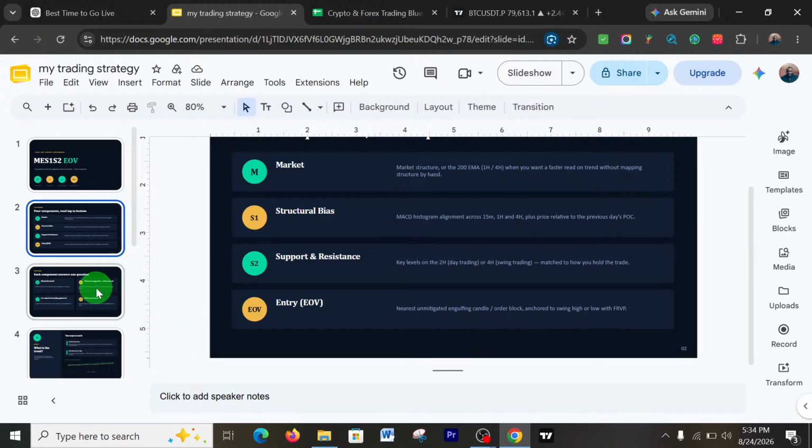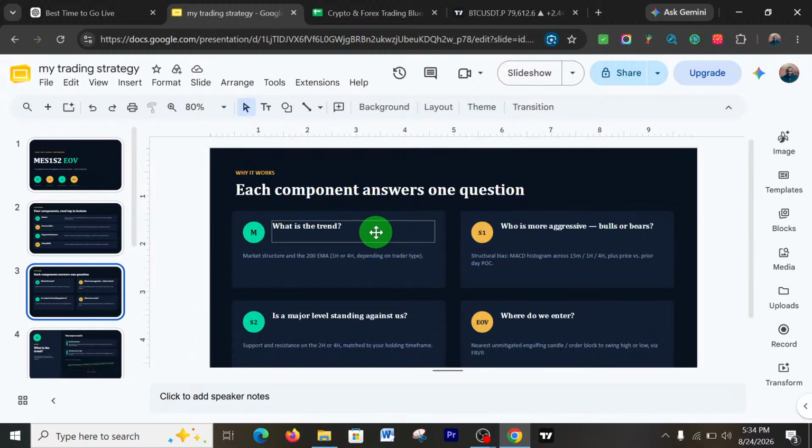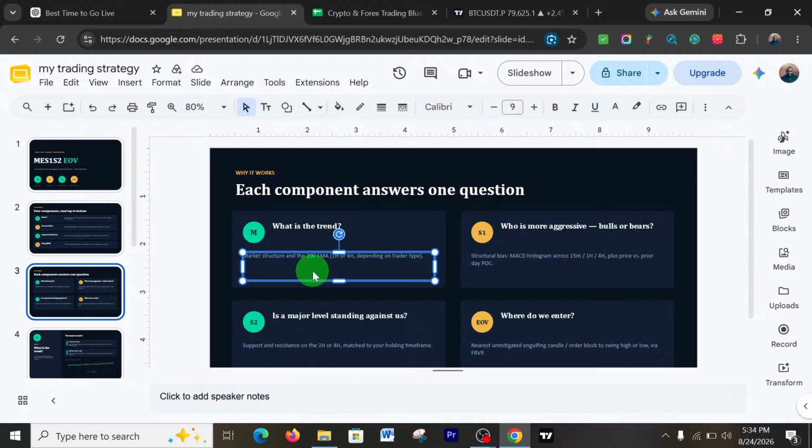So each of these components answers a specific question, which is very important. What is the trend? It's answered by M, the very first M. The M gives you market structure or the 200 EMA, and you use it on the 1 hour for day trading, 4 hours for swing trading. So if you want to answer the question, you open a chart.